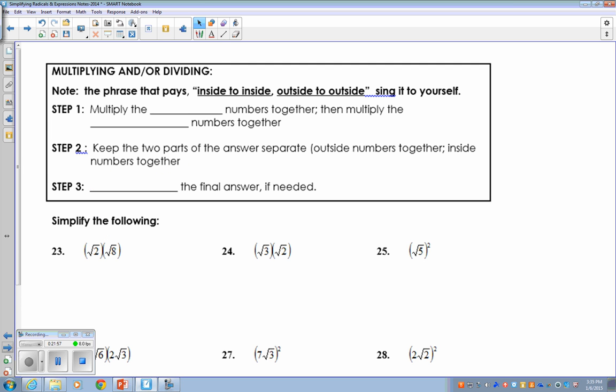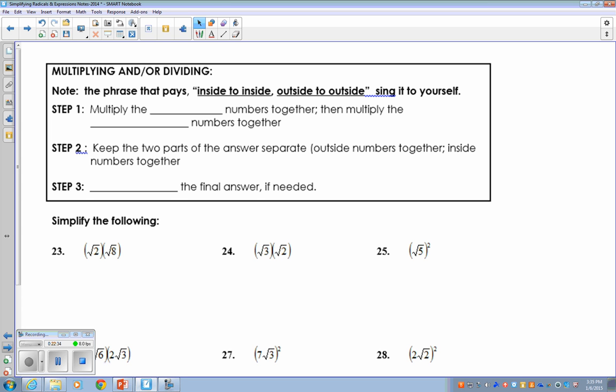All right, now, multiplying and dividing. This is the part that I'm hoping, if you understand what's inside and outside, won't confuse you. But here's where some people make mistakes. Phrase that pays: inside to inside, outside to outside. You can sing it, you can rap it, I don't care. But you need to understand that you do not mix the insides and the outsides. I look at it as inmates and outmates. Inmates and outmates don't mix.